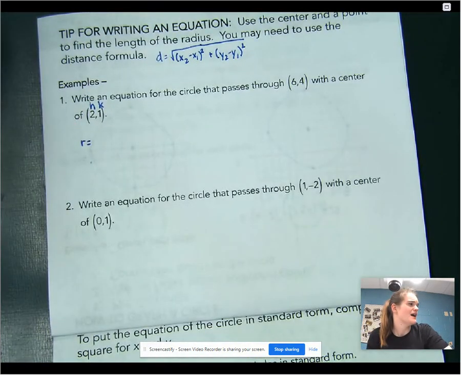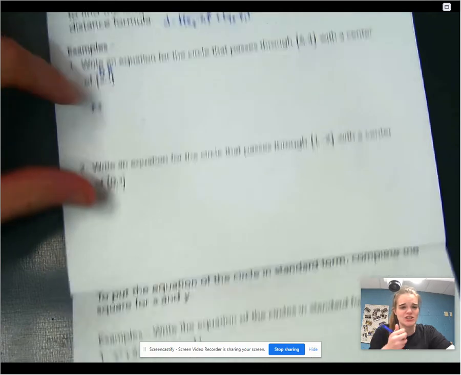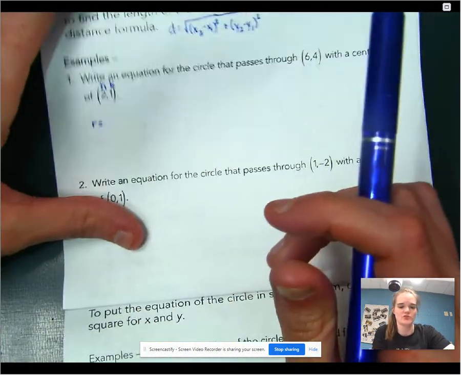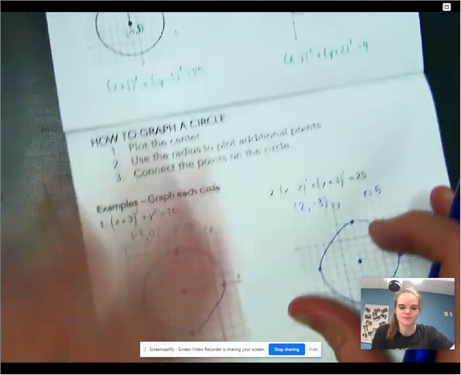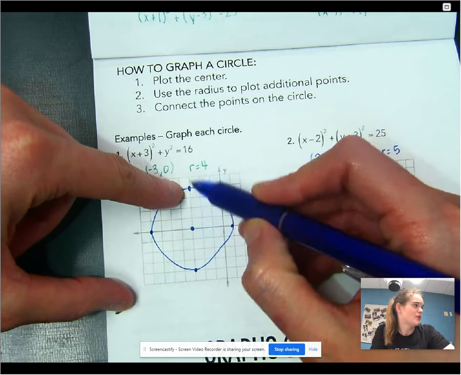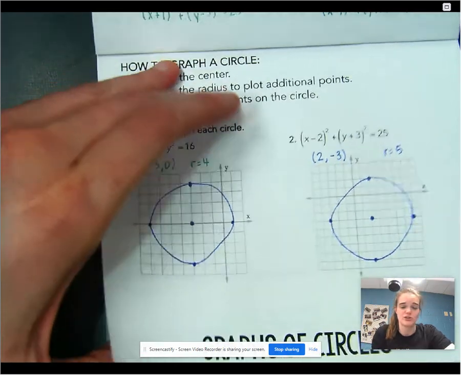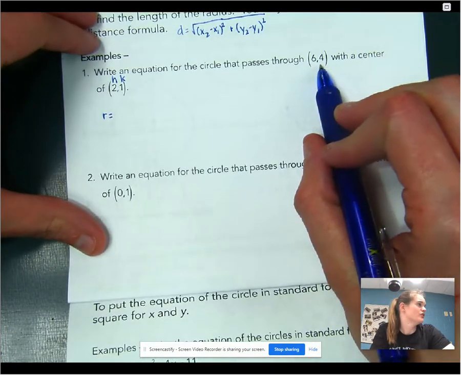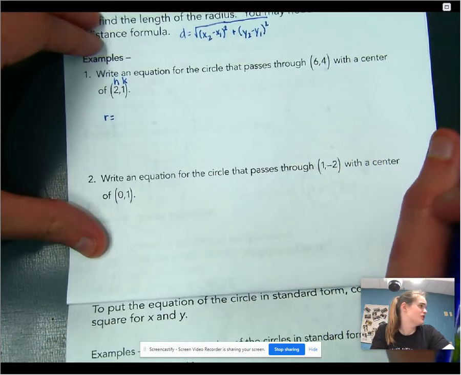Okay, there's that bell. All right, so to find r, the radius, I need to know how far away this point is from the center of the circle. Here's why. You remember when we had these yesterday? We had the center, the radius, we knew how far away it was. That's what we're actually doing. We have a point on the circle. So our point on the circle is 6, 4. So to find the radius, I'm going to use the distance formula.